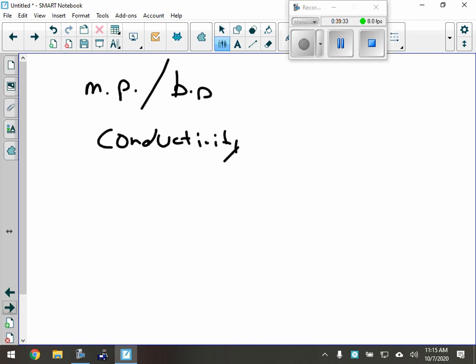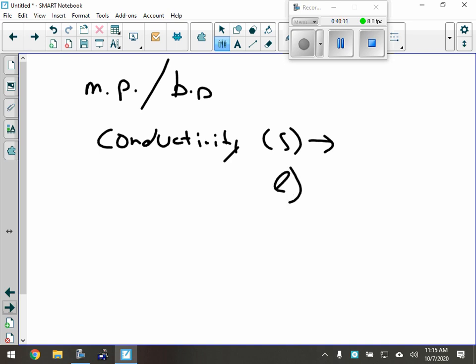Now, does it matter what state we are in for a conductivity test? Yes. What if we're in solid form? What's that going to tell you? How would you decide between ionic and molecular if you're in solid form? Can you? No, right? So we can't talk about the solid form, but thankfully we've melted them.